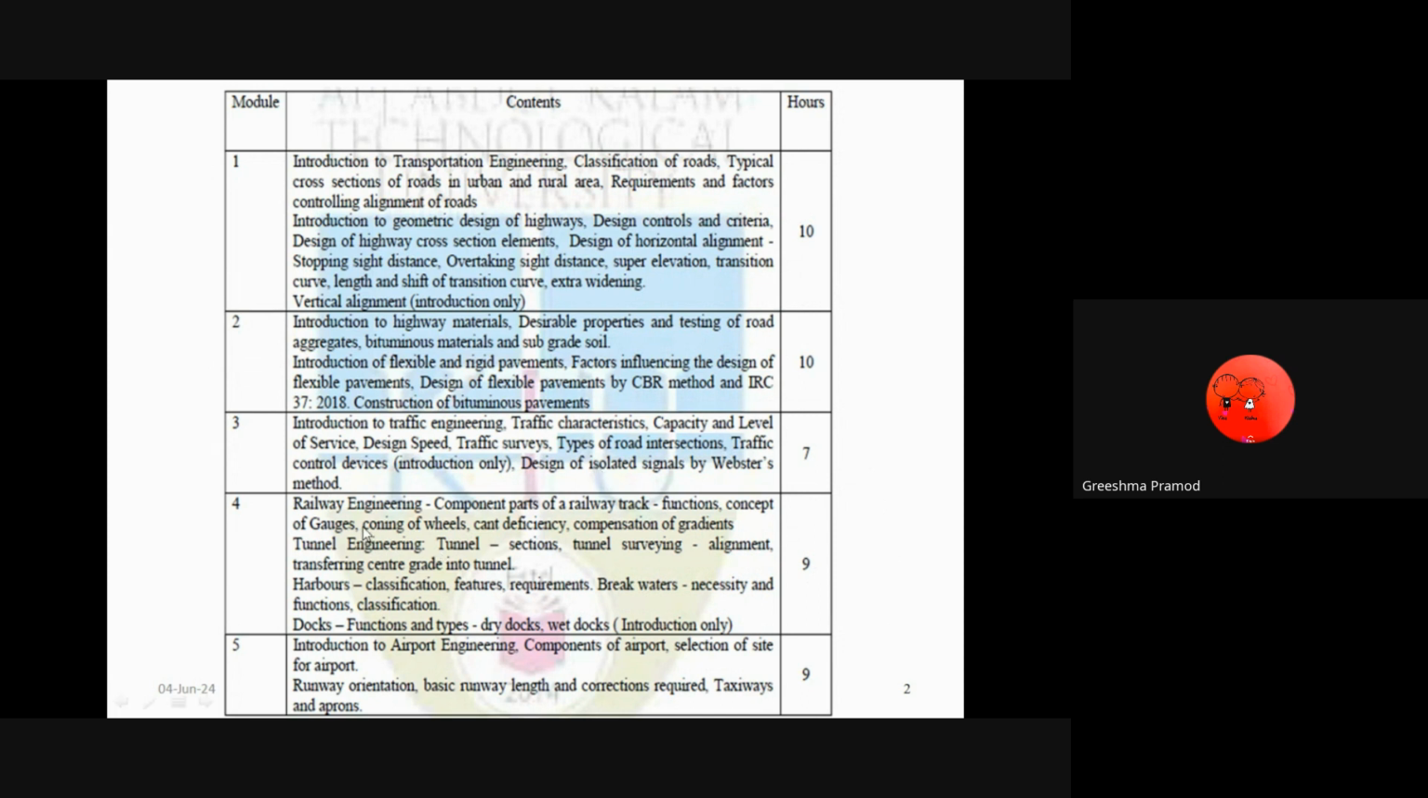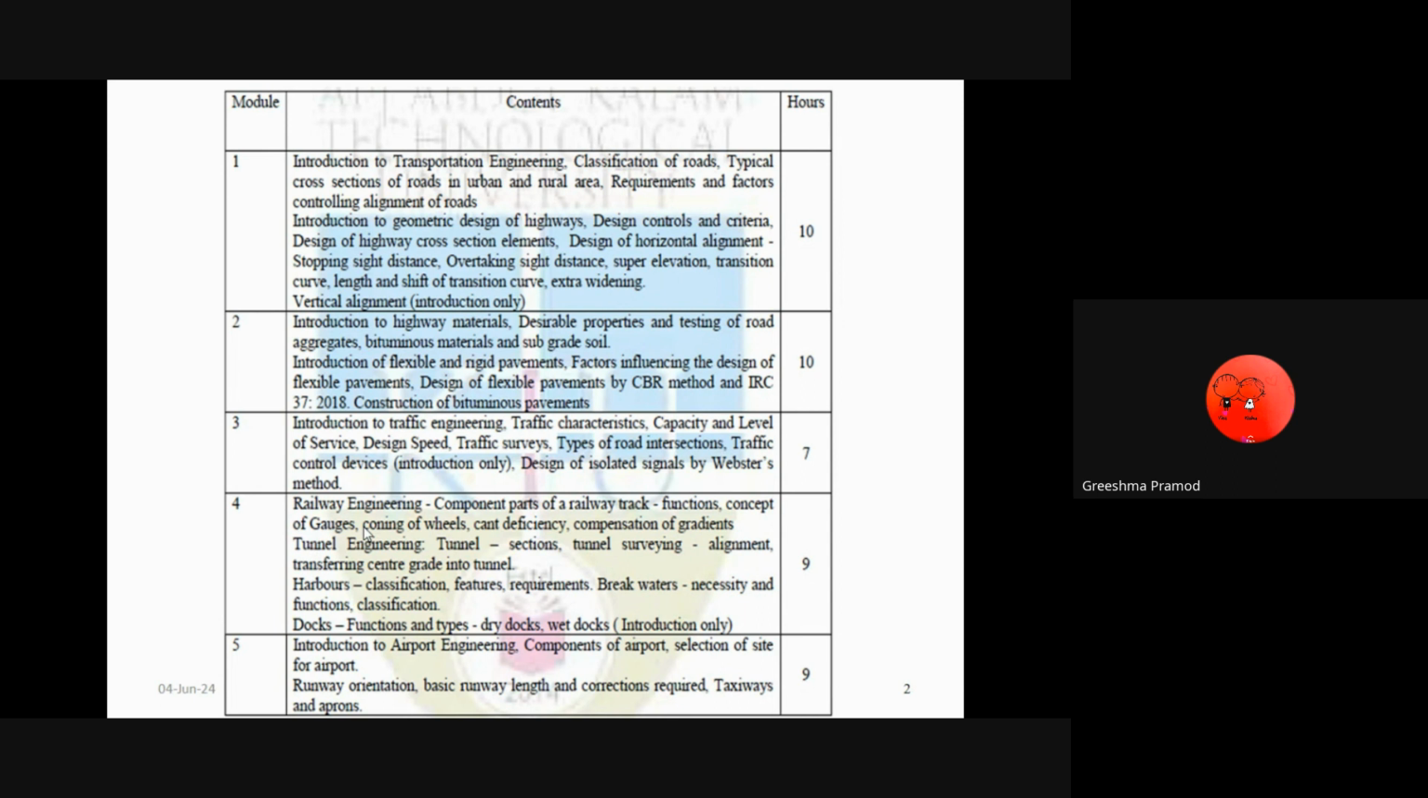And from module 4, from railway engineering, the component parts of the railway track, that is important. You need to study that figure also. Different component parts like you have rails, sleepers, ballast, and so on. So it's important. The functions and the requirements, that is important.